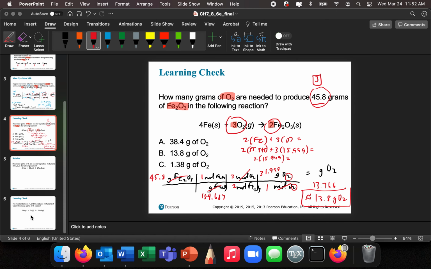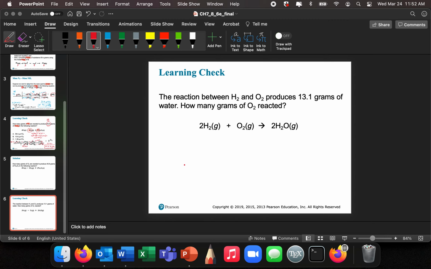All right, so let's close this conversation out with a learning check. Oh, one more learning check. Okay, it's sort of the same thing. Pause the video and do this problem and come back and check your answer against mine. Okay, so I'm going to suppose you paused it and did your answer against mine. It's 13.1 grams of water. We're doing the reaction between H2 and O2. How many grams of O2 are reacted if I get that many grams of water? So it's 1 to 2 is my molar ratio, right? And we're asking for how much O2. So the question is going to be O2.